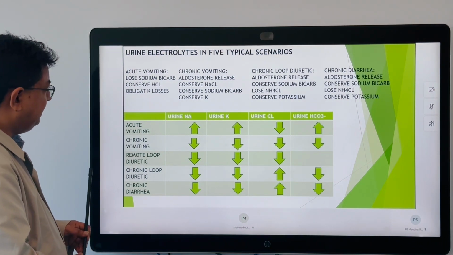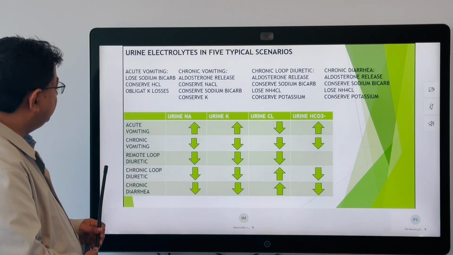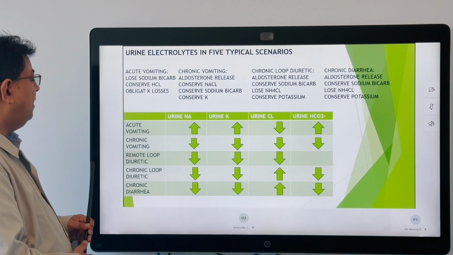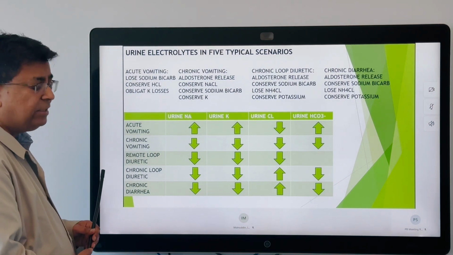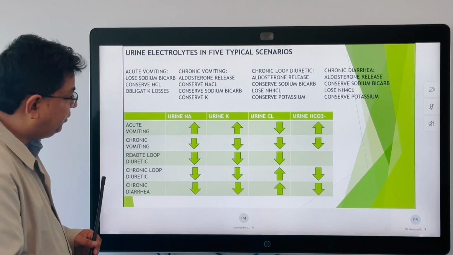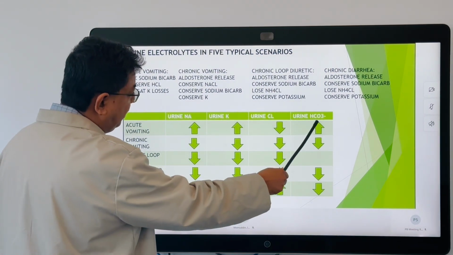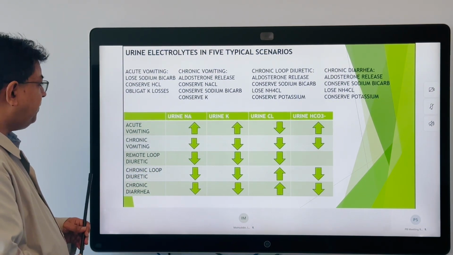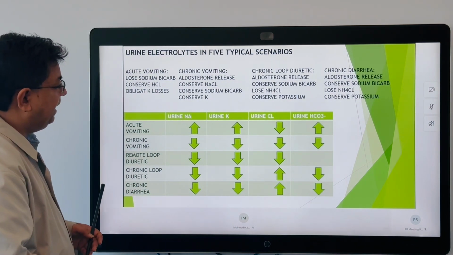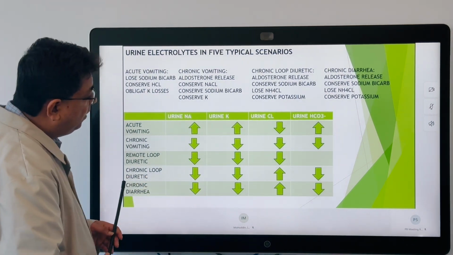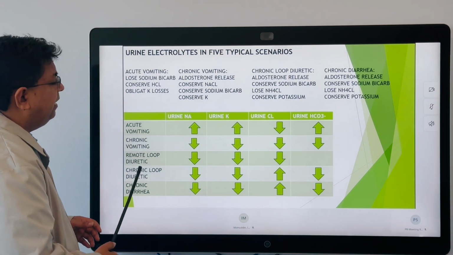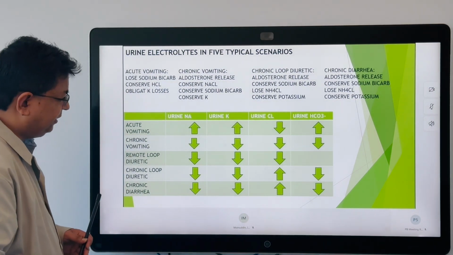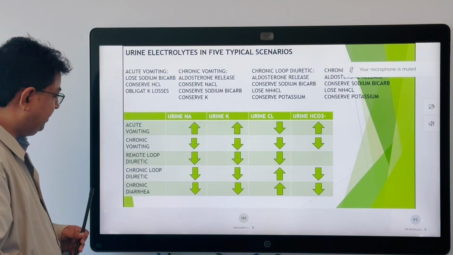In acute vomiting, you will have metabolic alkalosis because of loss of hydrochloric acid in the vomitus. The ensuing metabolic alkalosis leads to elevated bicarb in the serum, subsequent bicarbonaturia, and obligate losses of potassium in the urine. The urine sodium is conserved, and the urine chloride is actually low because the bicarbonate is being lost, and the chloride will be conserved to maintain electroneutrality.